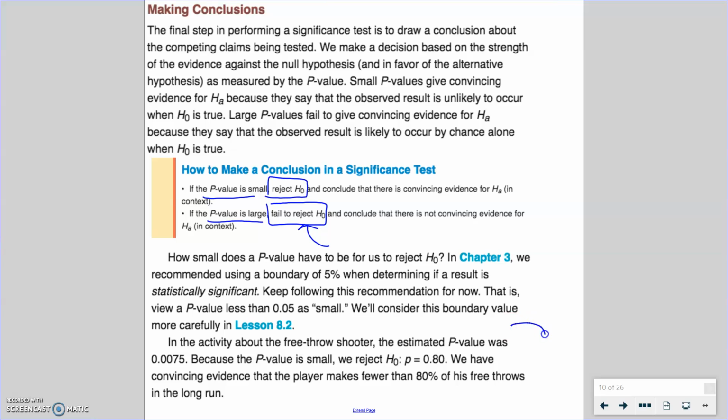So, for example, let's look down here really quick. In the activity about the free throw shooter, the estimated p-value was 0.0075. So if I were to interpret that, that means the probability that he got only 64% of his free throw shots purely by chance, purely by, oh, he had a bad day, is 0.0075. That probability is super, super tiny. So what that means is the likelihood he got it purely by chance is so small that I think we were right, that he does not actually make 80% of his free throws. That's kind of how that works.